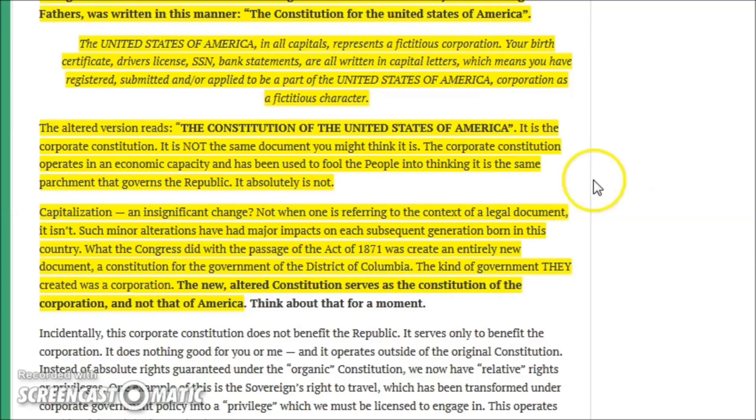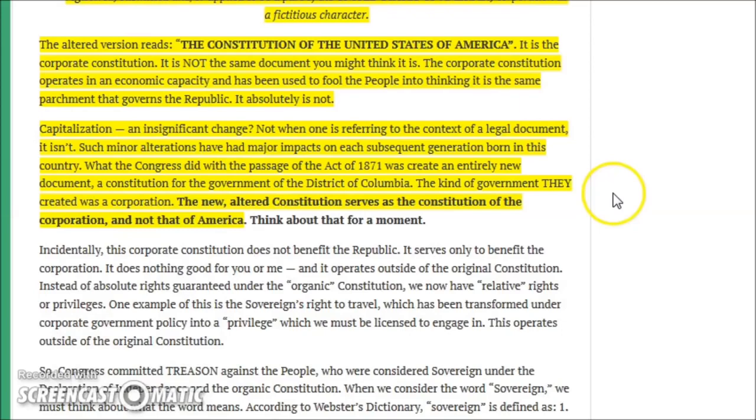It is the corporate constitution. It is not the same document you might think. The corporate constitution operates in an economic capacity that has been used to fool the people into thinking it is the same parchment that governs the republic. It is absolutely not. Capitalization is an insignificant change. No, not when it's referring to the context of a legal document. Such minor alterations have made major impacts on each subsequent generation born in this country.